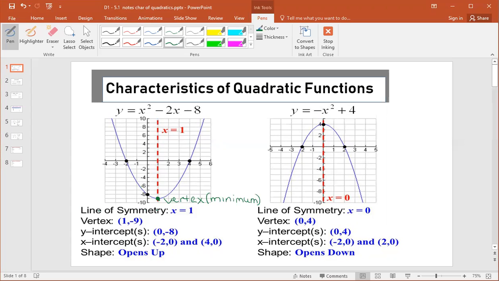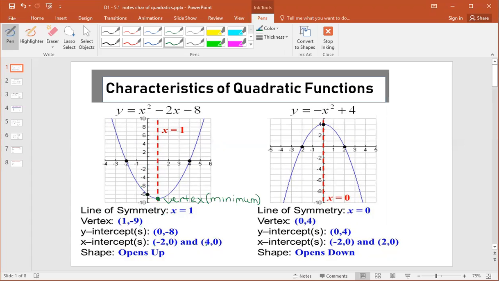So the line of symmetry is at x equals 1. It is always an x equals value, x equals 1. The vertex, what are the coordinates of this point? This is 1, -9. So 1, -9. Y-intercept, right here on the y-axis, where does it come across? At -8. So that is the point 0, -8.